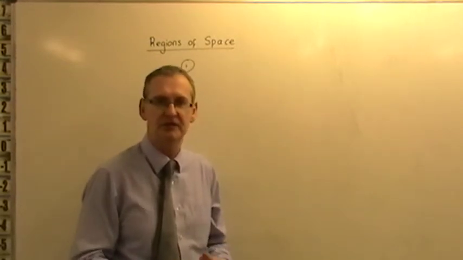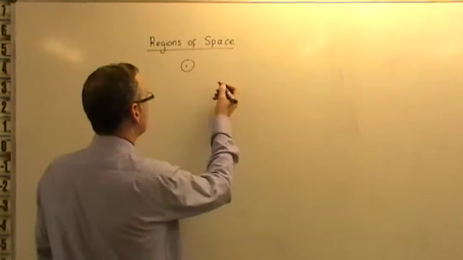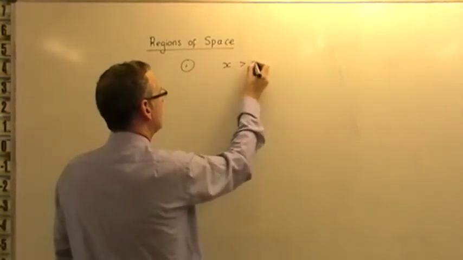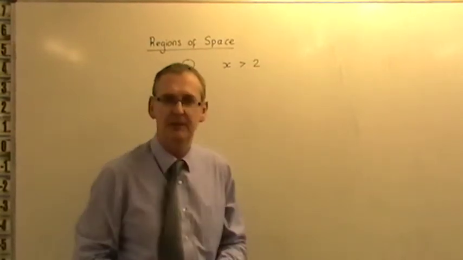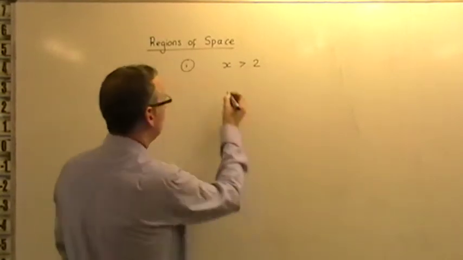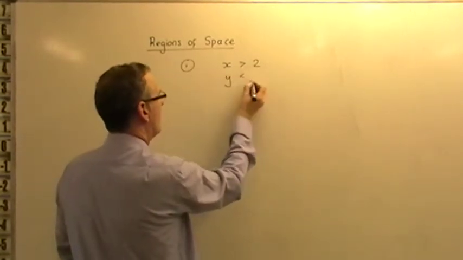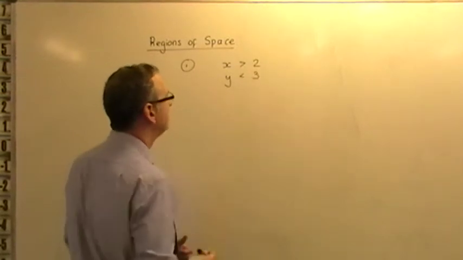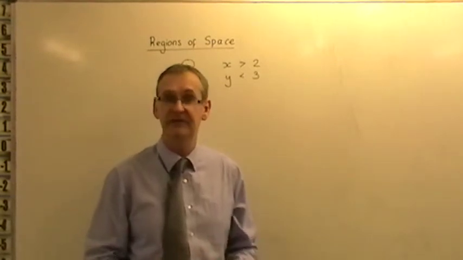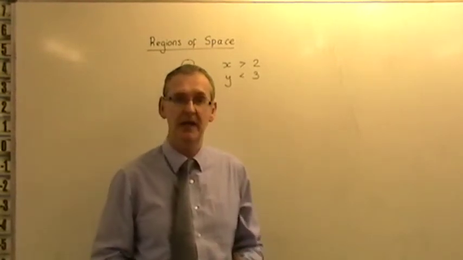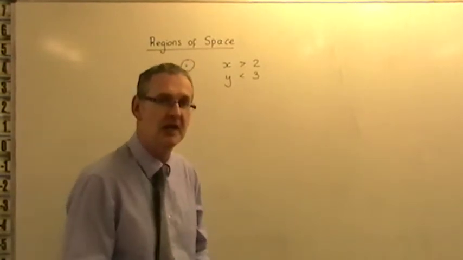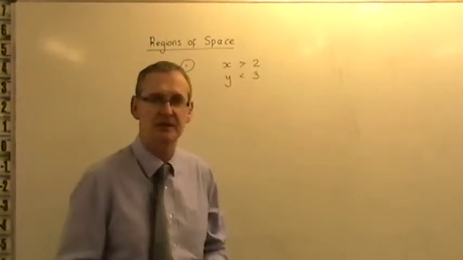This is how the question is phrased in an exam. So shade the region which satisfies these inequalities, and you'll be given some inequalities to set up. So for example, here's the first inequality, x bigger than 2. There will be a second inequality, perhaps y is less than 3. And in some questions you may have 3 or 4 or even 5 inequalities for you to obey and set up and shade as a region of space. For this first example, I'll keep it easy. I'll just do 2 inequalities.